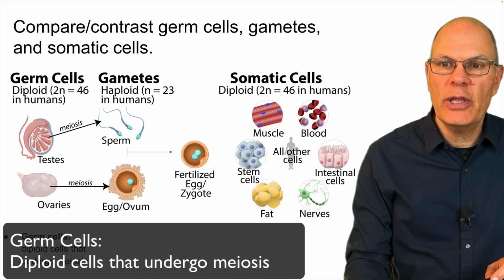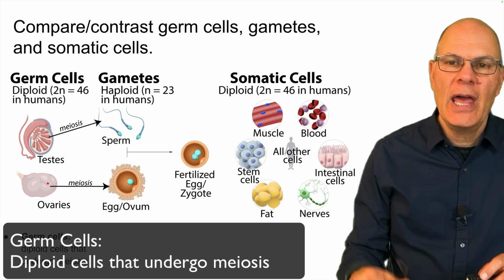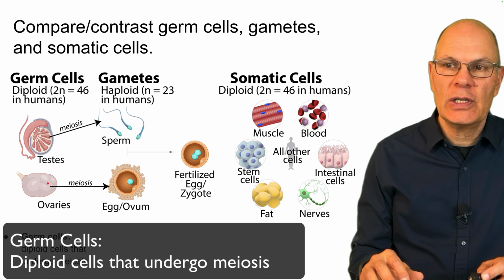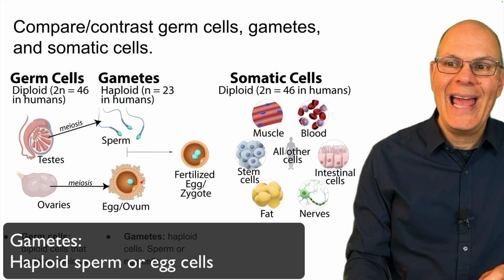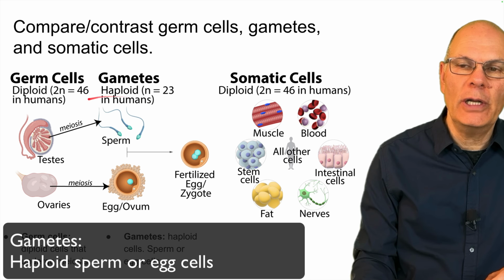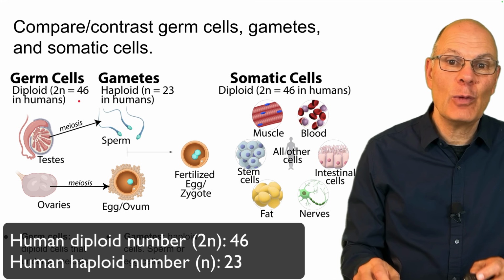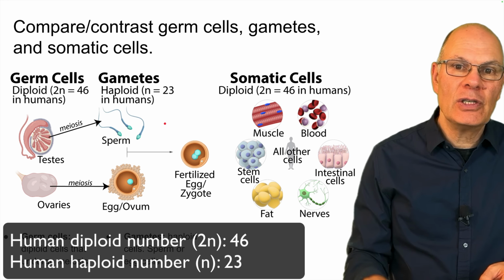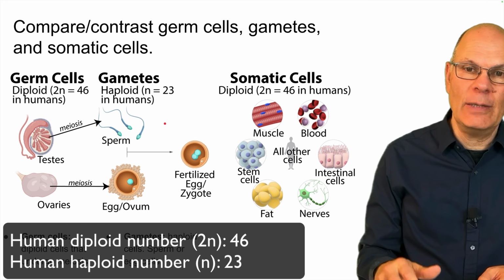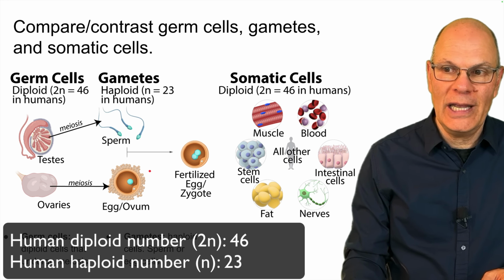Compare and contrast germ cells, gametes, and somatic cells. Germ cells are the diploid cells that are found in the testes and the ovaries that undergo meiosis. They produce gametes, and after meiosis we have sperm and egg cells that are haploid. In a human being, the diploid number is 46. That's 23 pairs of chromosomes. In the haploid gametes, the chromosomes aren't paired anymore, so there are just 23 chromosomes in the sperm, 23 in the egg.